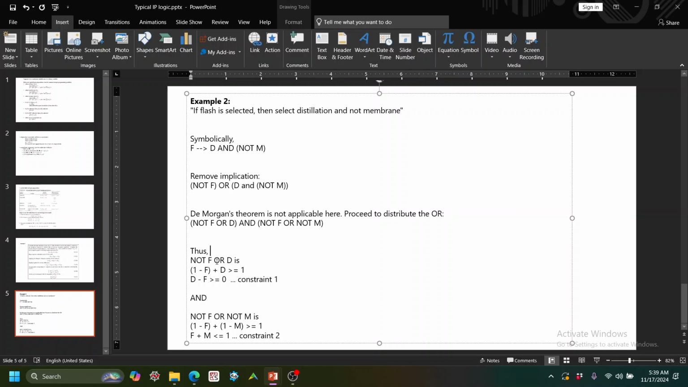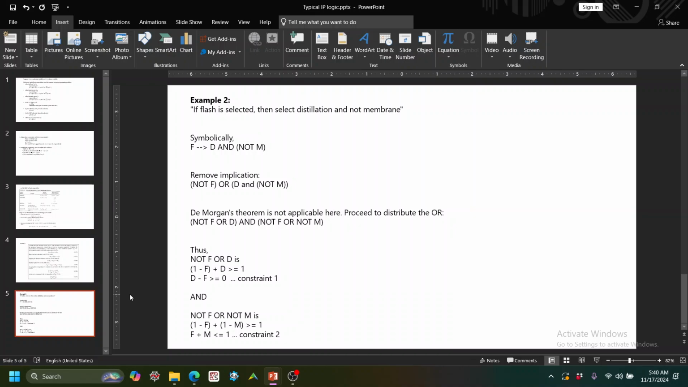Now not F or D is equivalent to 1 minus F, which is not F, plus D larger than or equal to 1. So that one over here. And then we arrange this, we get D minus F larger than or equal to 0. So this is then our first constraint. And this is the second constraint. Not F or not M is 1 minus F plus 1 minus M larger than or equal to 1, so F plus M less than or equal to 1. So this is the second constraint.